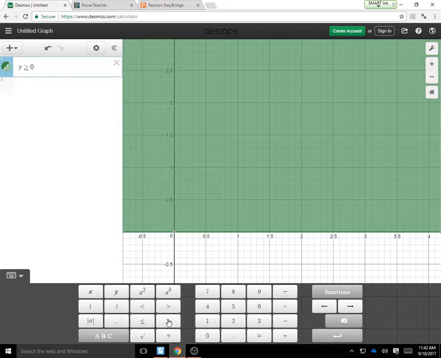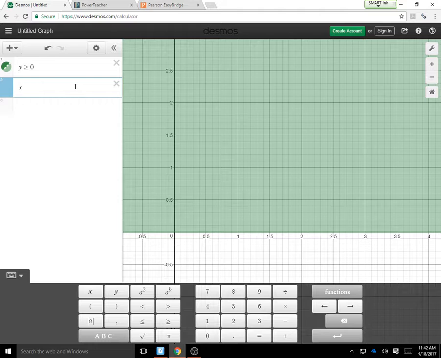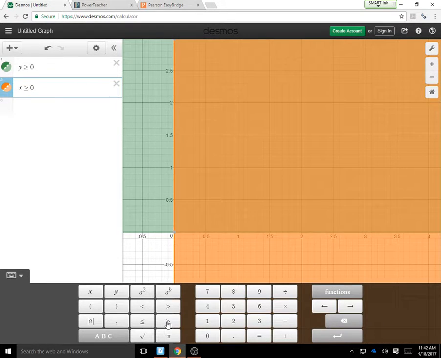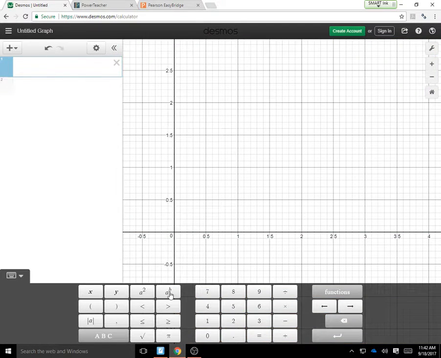Now, the other one says x is greater than or equal to 0. So if I type that one in, x is greater than or equal to 0, and then I get that. What this is telling me is that all my answers are going to be in quadrant 1, correct? Does anyone see that? Cool beans. I don't want to keep them showing because it's going to get really messy real quick. But I know that these are all my answers in here.